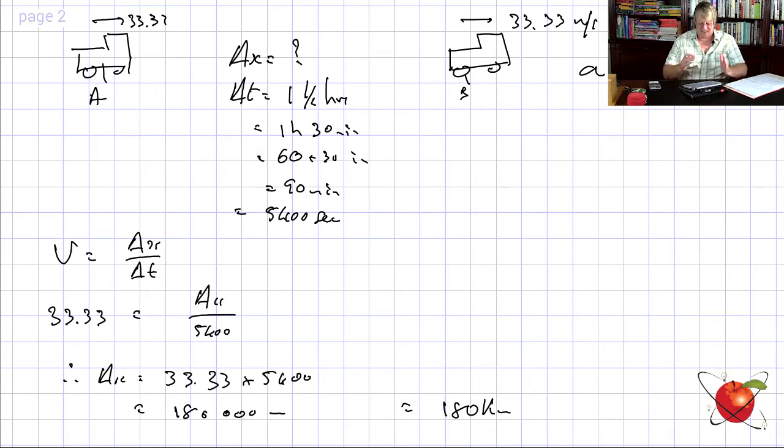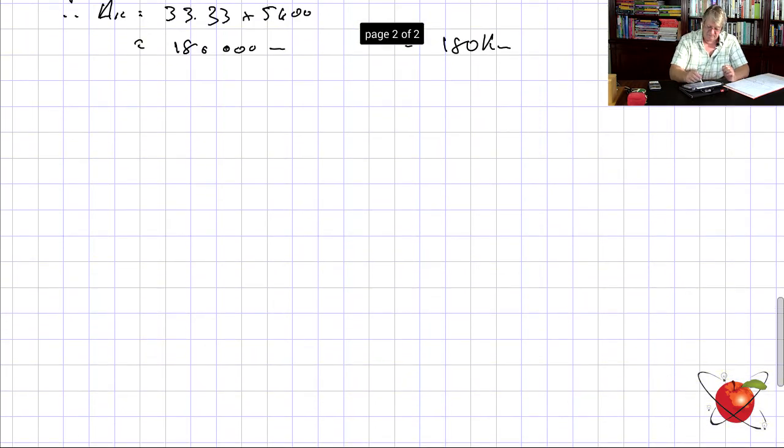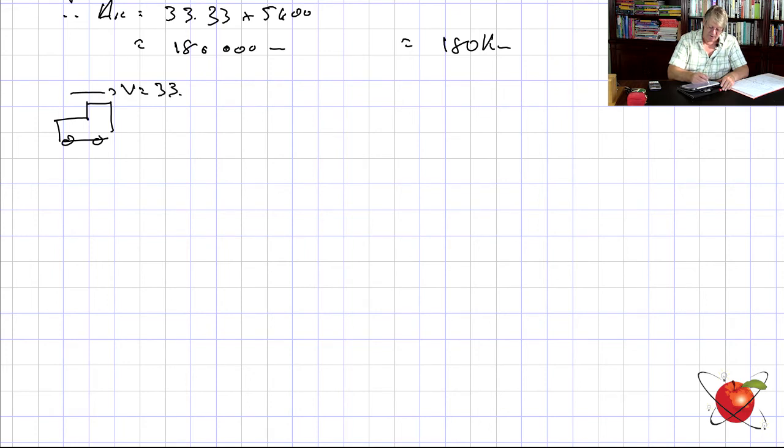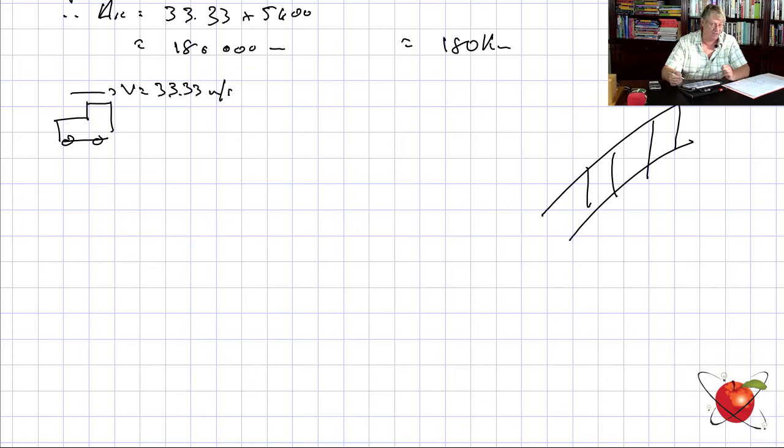Now, the next step. Now I'm at B. We are traveling along at our velocity equal to 33.33 meters per second. So we do our drawing. Then they say the truck sees a railway crossing ahead. So over here, it sees a railway crossing. Now, it starts to brake. It takes the truck 12 seconds to come to a halt.